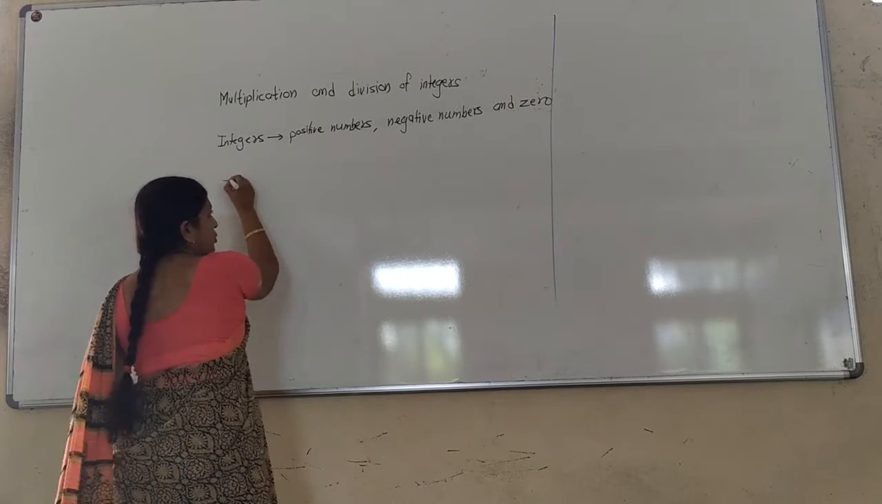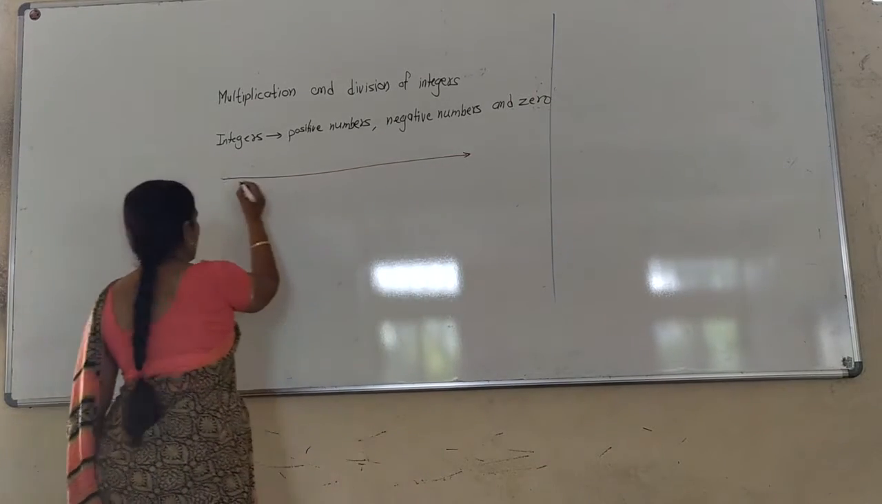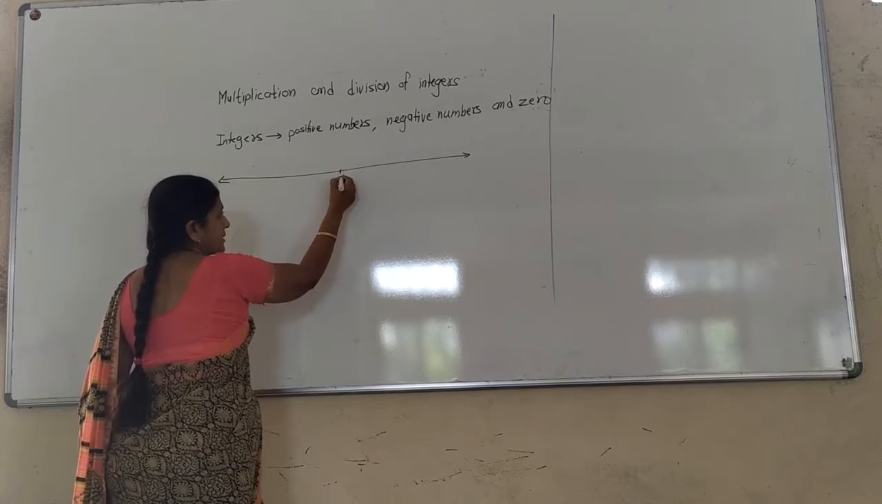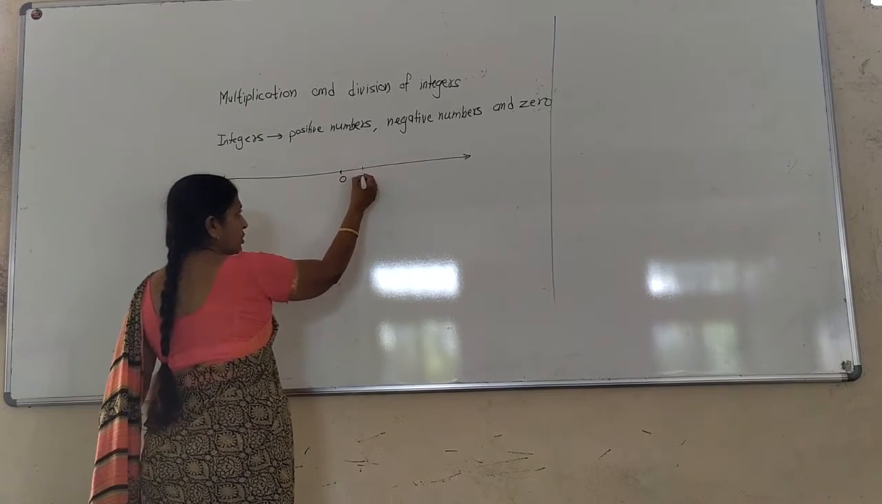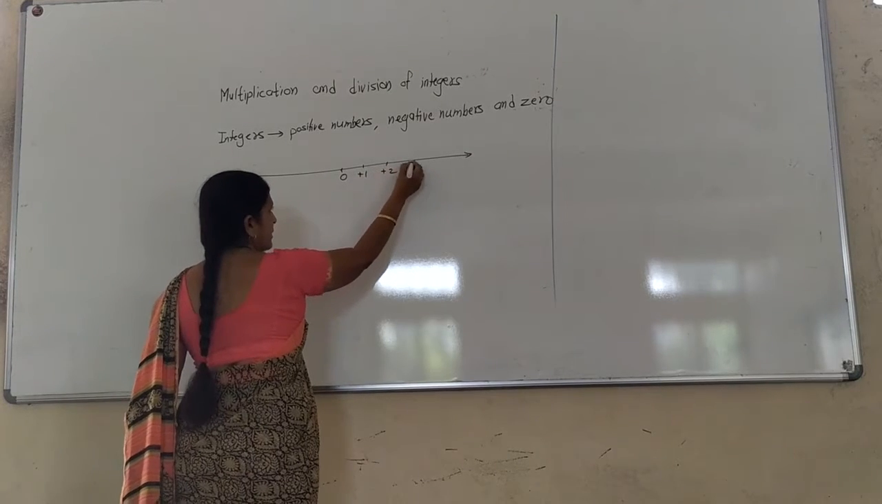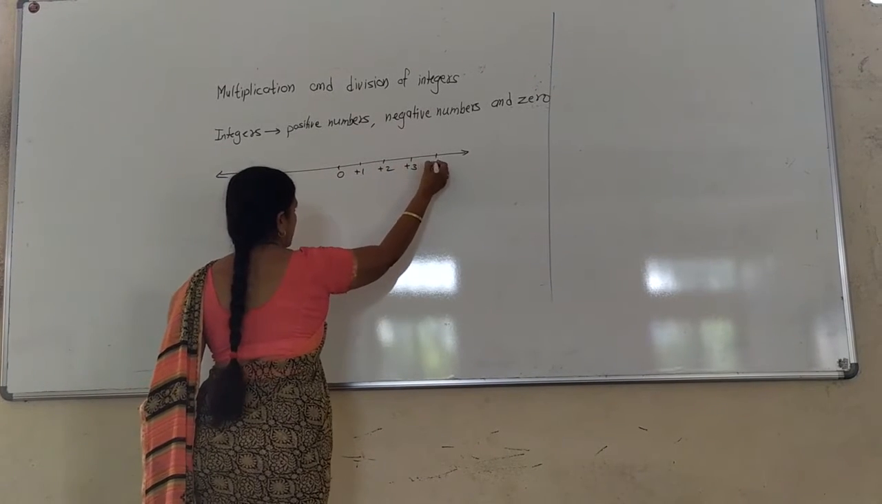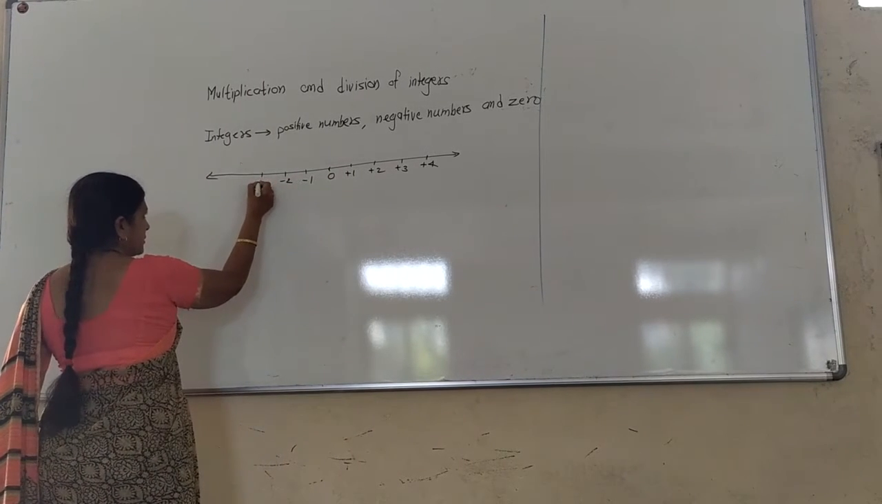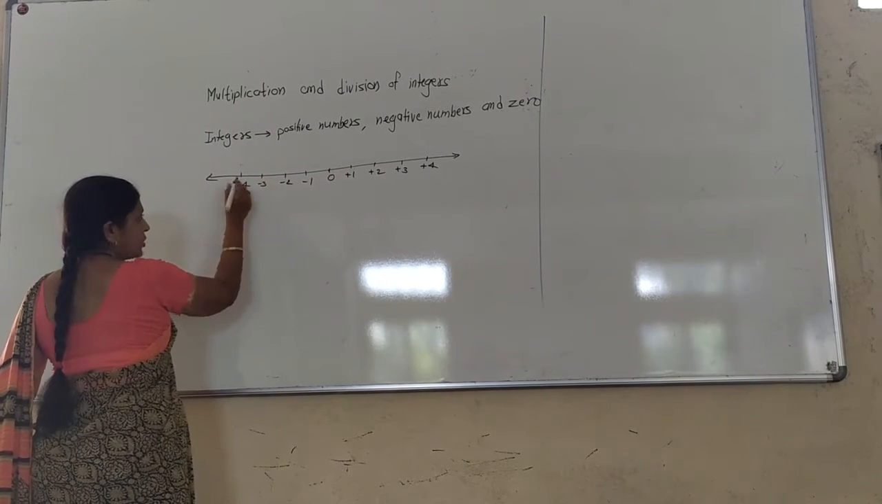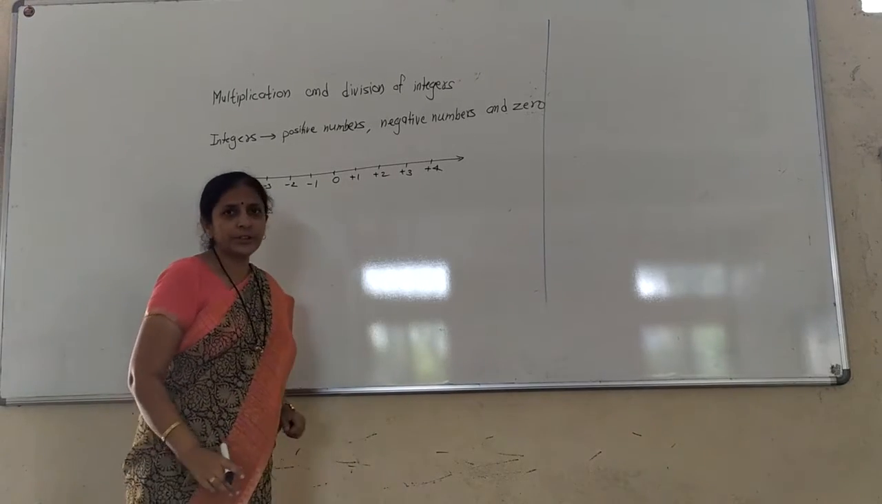We can show integers on a number line. So how to show on a number line? This is a number line. Center is 0. On the right hand side there are the positive numbers and on the left hand side there are the negative numbers at the same interval. So this number line shows the integers.